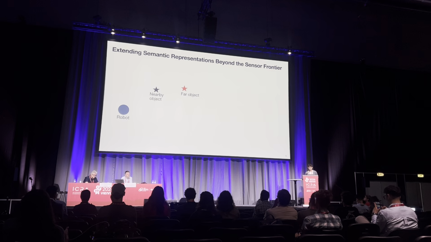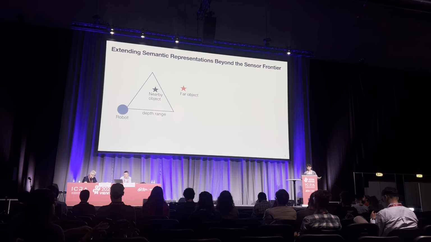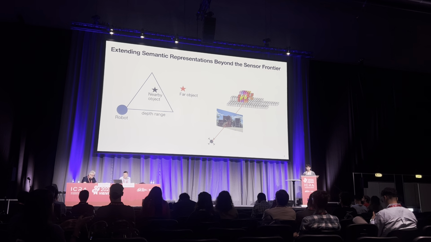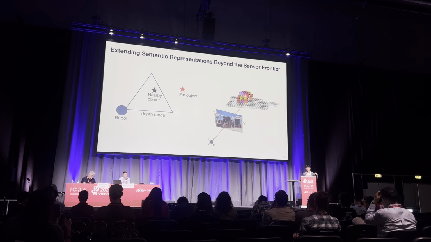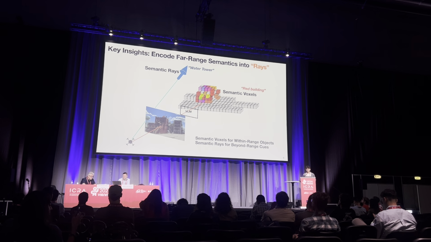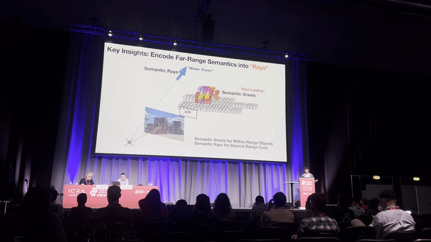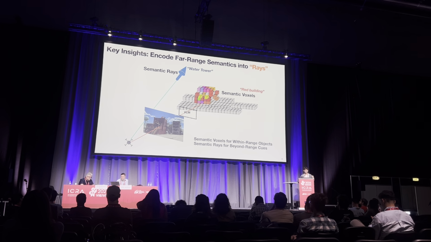And since we are addressing outdoor environments, we want to extend semantic representation beyond the sensor's frontier. For example, if the objects are within the depth range, we can construct voxels. But what about those objects that are far beyond the sensors or far beyond the depth coverage? The key insight is that, complementing these semantic voxels, we encode such information into a second representation called semantic rays or semantic ray frontiers. You can think that semantic voxels are there for within-range objects, and semantic rays are there for beyond-range cues.